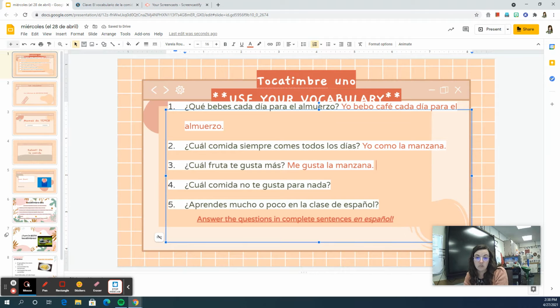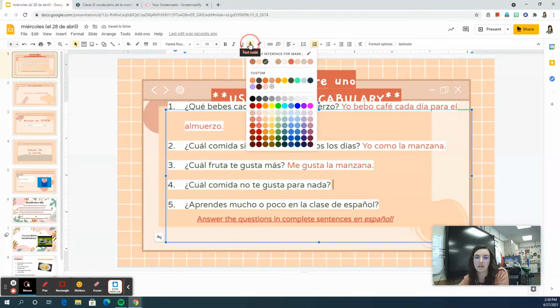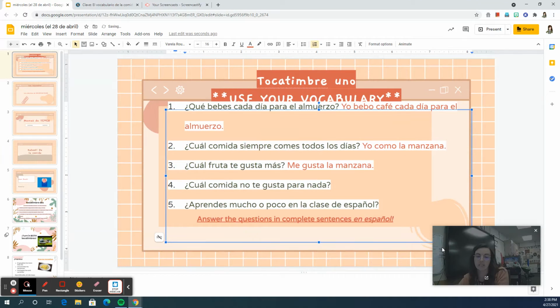What fruit do you like the most? I like apples. Manzana. Me gusta la manzana. Pregunta número 4 es el opuesto de pregunta número 3. It's the opposite. ¿Cuál comida no te gusta para nada?